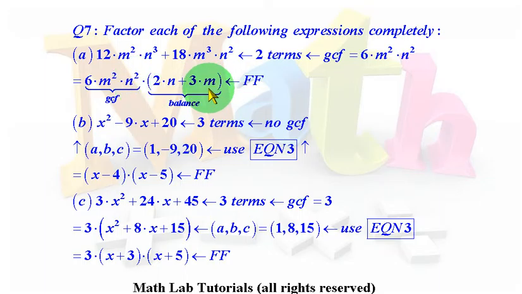Okay? And so this will be the factored form. The GCF is on the outside and the balance is on the inside. And you can't factor this any further. So that's a typical example of factoring out a GCF.